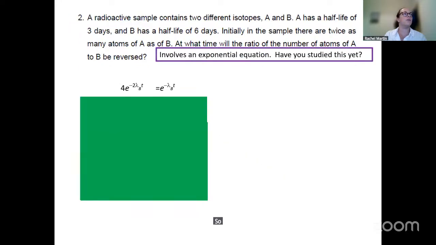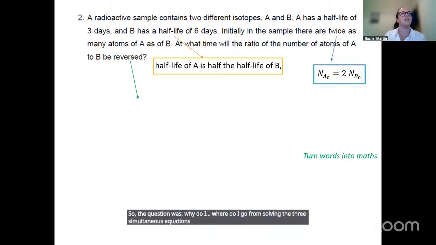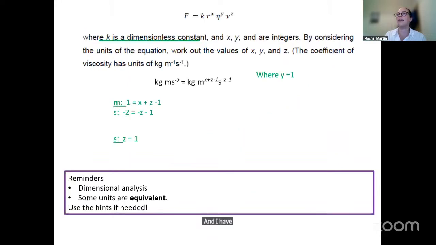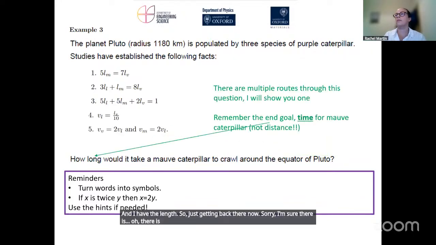So the question was, where do I go from solving the 3 simultaneous equations? I subtracted 2 equations and I have the length. So just getting back there now. Sorry, I'm sure there is a quick way. Oh, I can't remember how to get there right now.